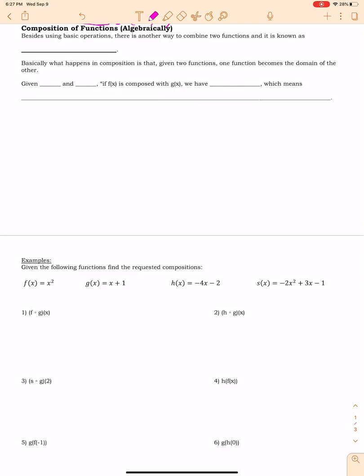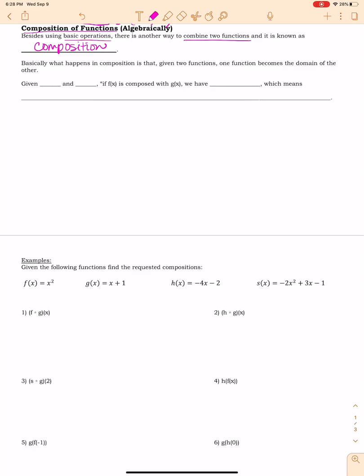Okay, pre-cal, we have our next 1.6 video, so this is going to be composition of functions. So what does composition mean? Well, it's basically a way that we can combine two functions. So we learned in the last video we can use basic operations to combine them, but now we can combine them in composition. So what does that look like?